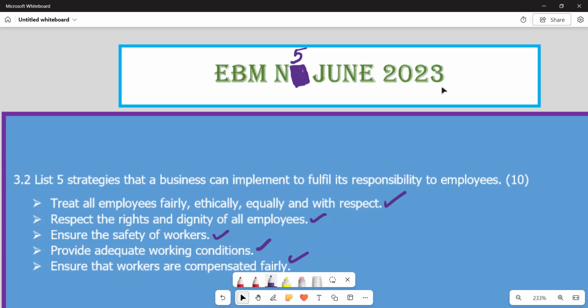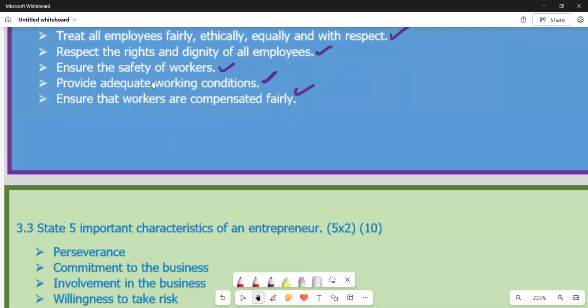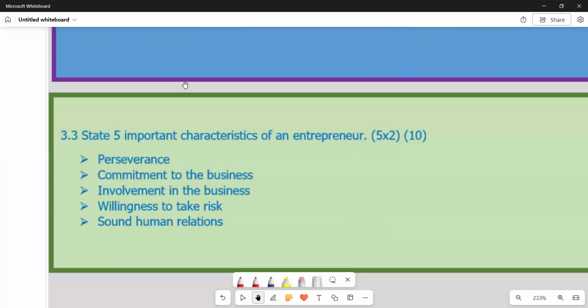We go to the second part of the question that we want to look at in this video. We are still on the question paper of June 2023. This was question 3.3 on that question paper. It read: state 5 important characteristics of an entrepreneur. I'm saying 5 times 2, which means we have 5 points that need to be raised, each with 2 marks, leading to 10 marks.